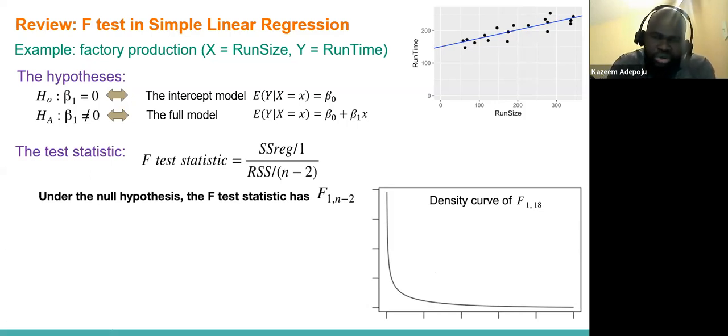Okay, so different combinations of degrees of freedom will actually give us different shapes. Because of that, we can see that the F distribution is flexible, and that is why it is very, very useful in statistical analysis. Because the moment I change the parameters, the moment I change the degrees of freedom, I'm actually going to have a different shape.